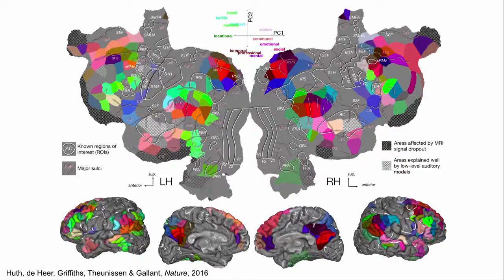Here we show one particular functional map for one individual who's listening to stories, and this is a conceptual map. This is mapping 2,000 different kinds of objects and actions that can occur in stories across one individual brain. There are about 160 different brain areas that represent conceptual knowledge in these stories, and we can do this for any individual.